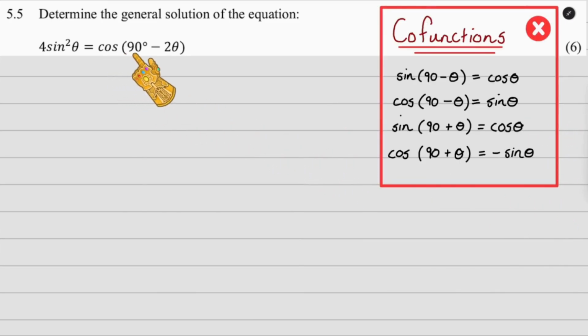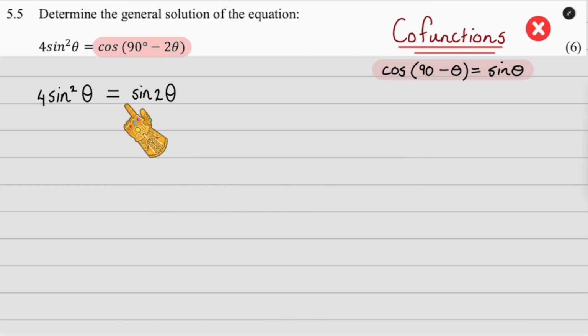Okay, so I see cos of 90 minus an angle. So I want to find that here, cos of 90 minus the angle will change into sine of that angle over there. So the right hand side, I'm just going to change it to sine of 2 theta. And after I made that change, the alarm bells are ringing again. 2 theta, I see a double angle. 2 times something, another way of saying that is doubling it.